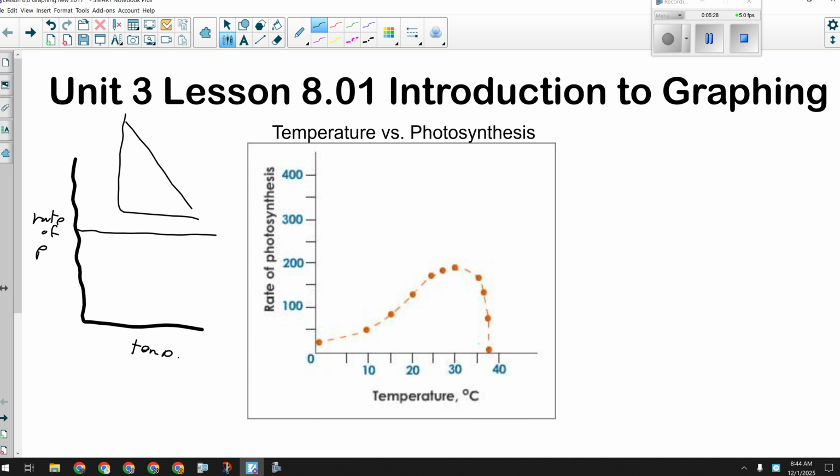Sure, I can see the relationship. That's important. But in terms of getting something useful for calculations from this, I can't do that without those units. I don't know what they are. So on a graph, if you build a good, proper graph, you need a title.